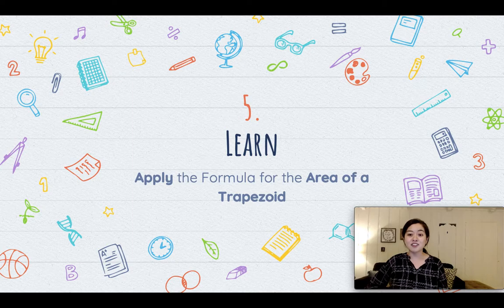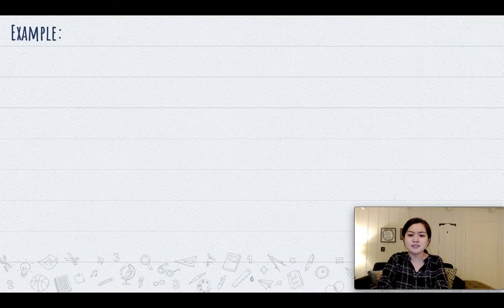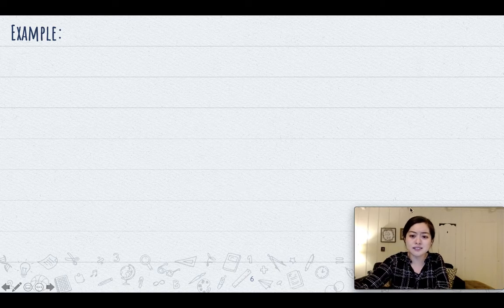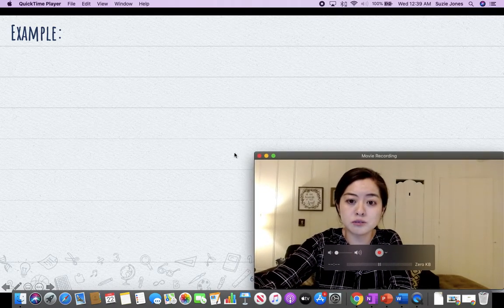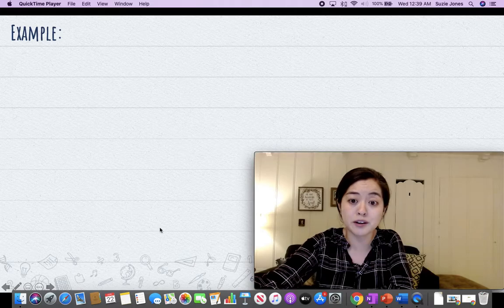All right, now that you remember those two formulas for the area of a triangle and the area of a trapezoid, we're going to apply these formulas to figure out the area of a trapezoid and also the area of a triangle. So let's look at this example. And let me just increase my screen size because I'm going to be showing you things on my whiteboard. Okay.